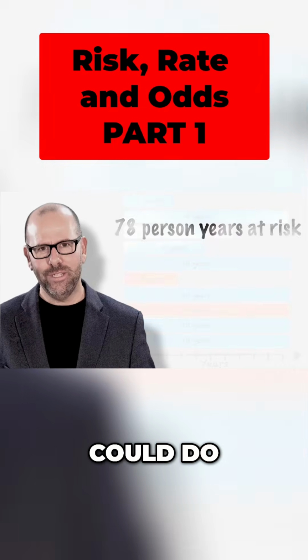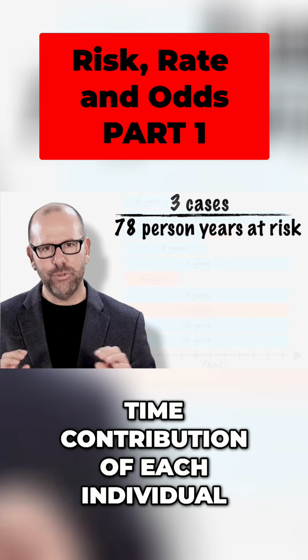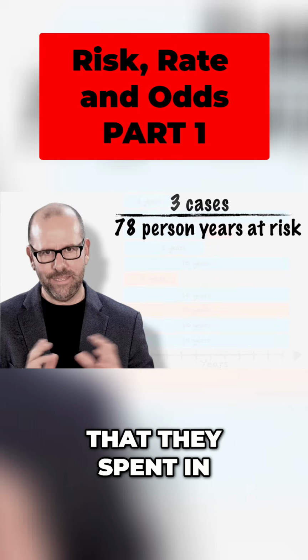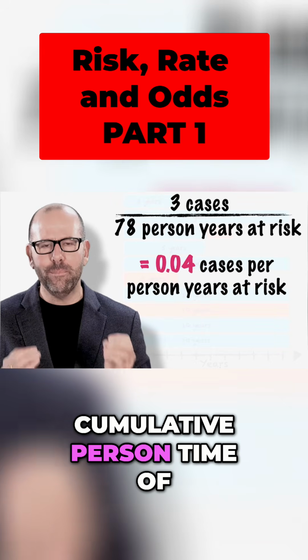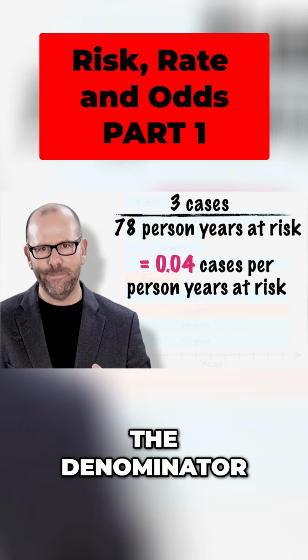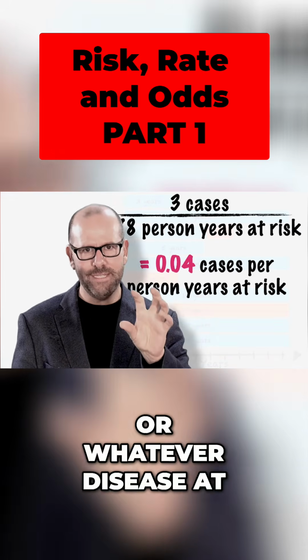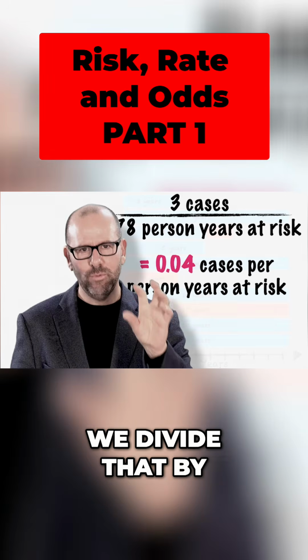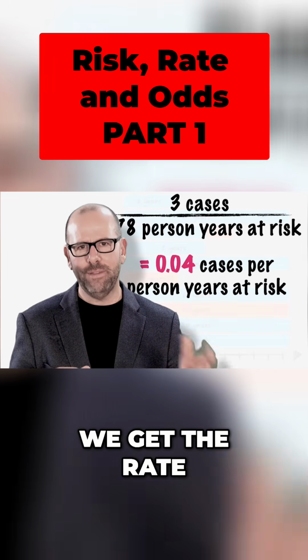And so what we could do, and in fact this is what we do, is we take the time contribution of each individual that they spent in the study and we add them all together and we get a cumulative person time of the entire study, and we use that as the denominator. In other words, the 3 or 4 people that got cancer or whatever disease at the beginning, that's the numerator. We divide that by the cumulative person time as the denominator and we get the rate.